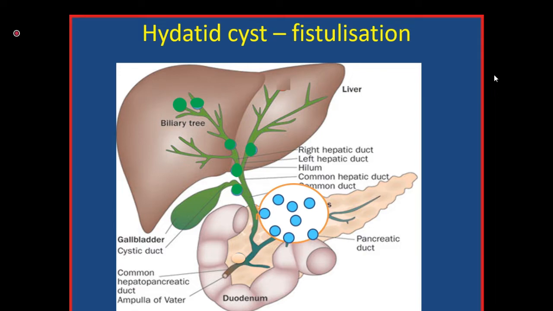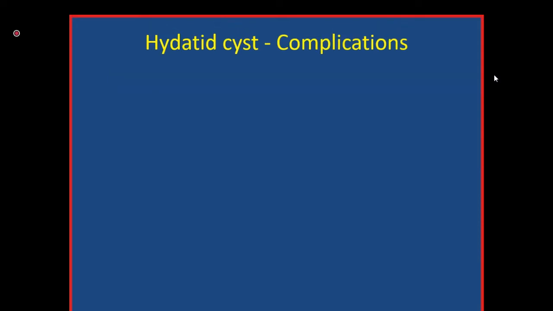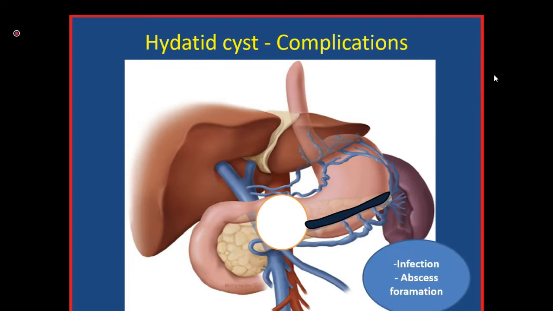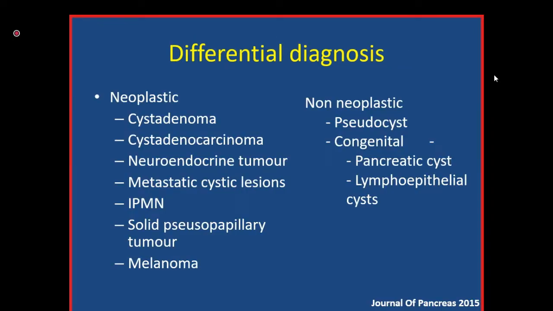If it is big enough, it can compress the surrounding structures and lead to fistulization. That is, it can rupture into the biliary tract, and if it ruptures into the biliary tract, it can induce acute onset of cholangitis. It can also fistulate or cause perforation into the duodenum. These are the various presentations, but it can lead to complications like thrombosis of the surrounding vessels and left-sided portal hypertension. It can secondarily get infected with abscess formation.